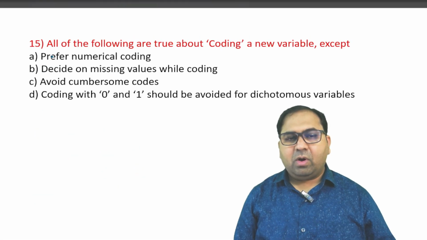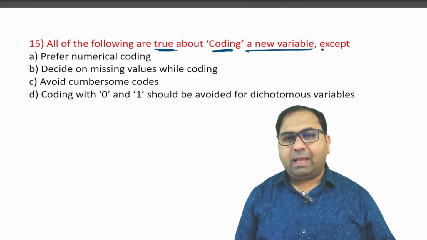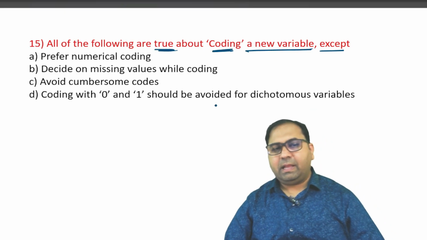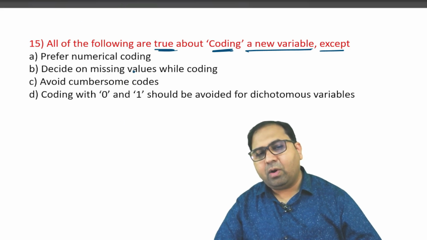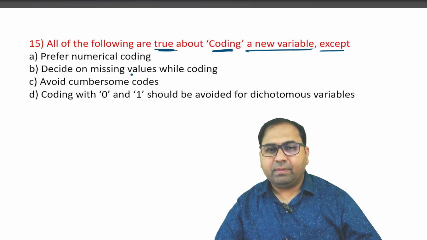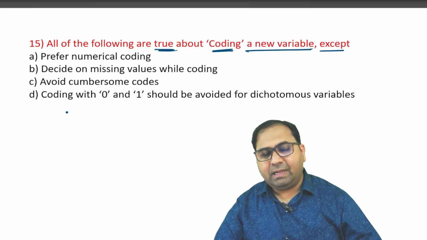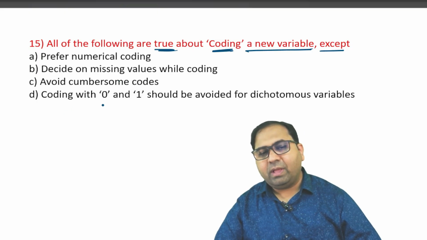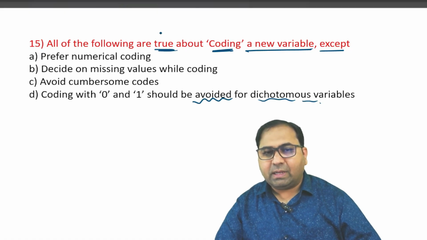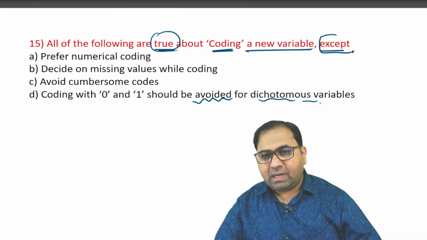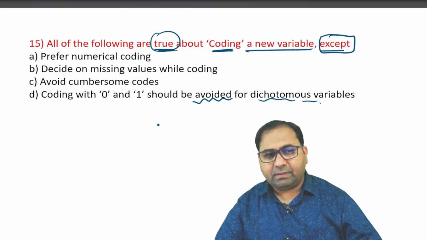The next question. All of the following are true about coding a new variable except what? The options are A, prefer the numerical coding; B, decide on missing values while coding; C, avoid cumbersome codes; D, coding with 0 and 1 should be avoided for dichotomous variables. So all are true except one. Therefore, three options are correct except one option.